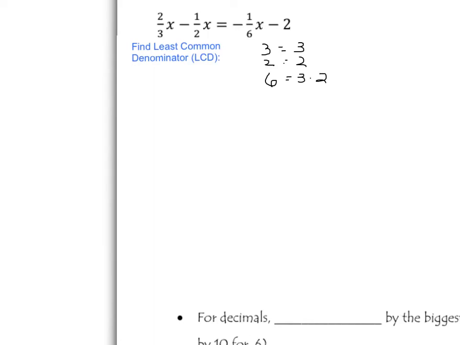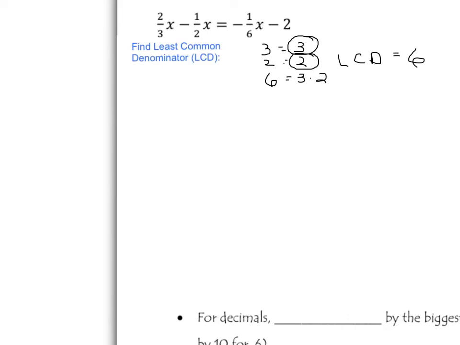And then you want to circle every occurrence of a number. So 3 occurs in top and bottom. You only circle it once. Every unique occurrence of a number gets circled once. So 2 occurs in 2 places, and you only circle it once. Now you multiply together what you have circled, and that's your least common denominator.